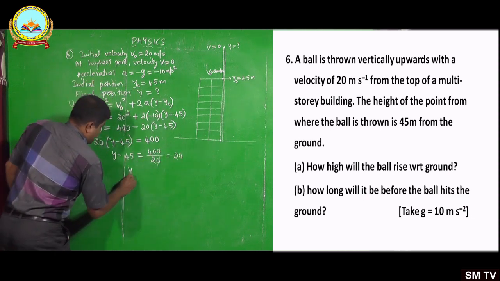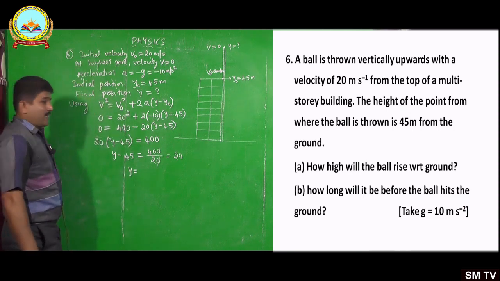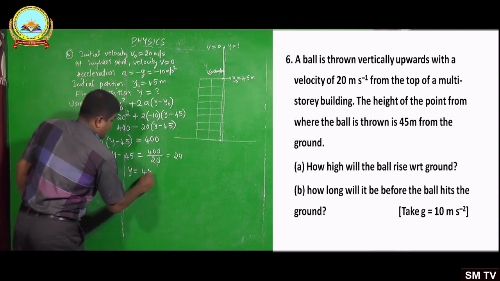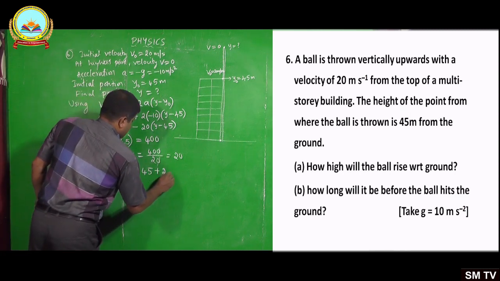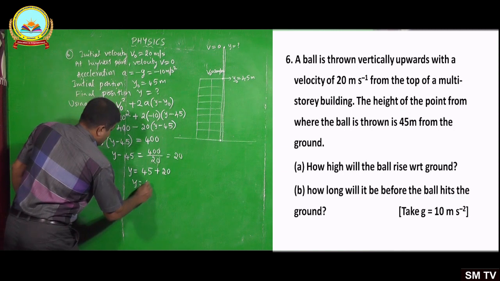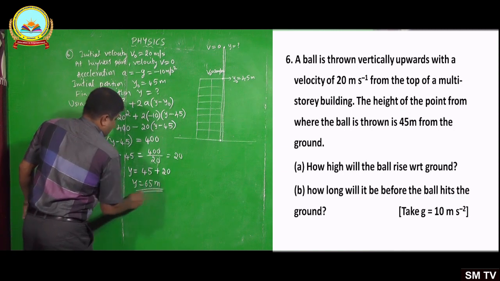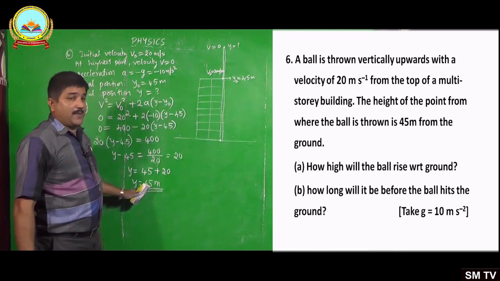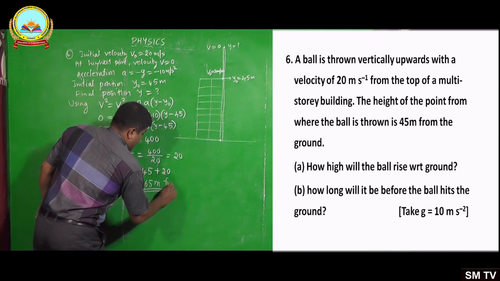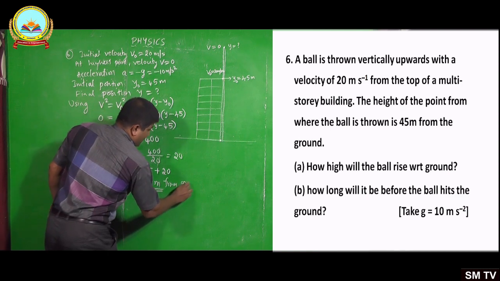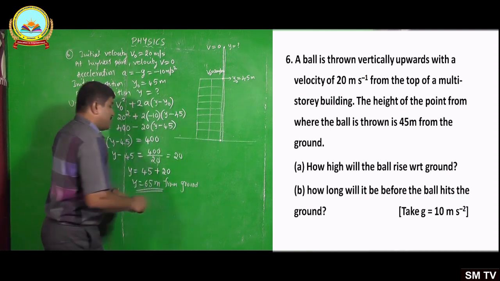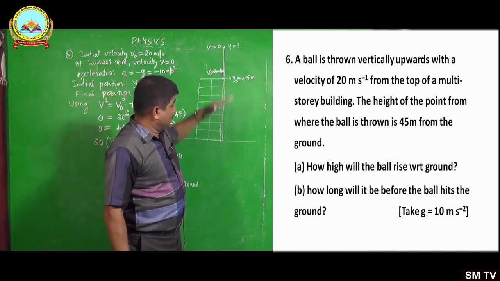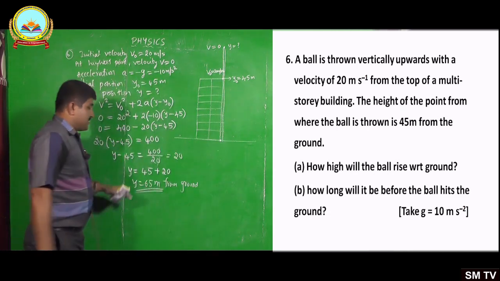So now finally the maximum height it reaches, y equal to minus 45 taking to that side is 45 plus 20. So that is y equal to 65 meter. That means the ball reaches a maximum height of 65 meter with respect to ground. So y equal to 65 meter from ground it is. From the top of the building it is just 20 only. From here it goes up 20 meter, but with respect to ground it is 65 meter.